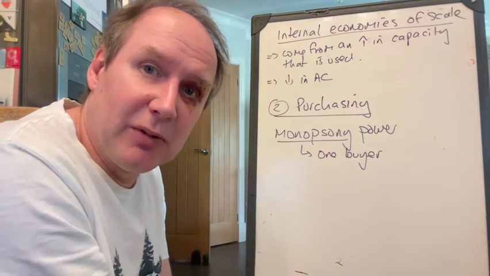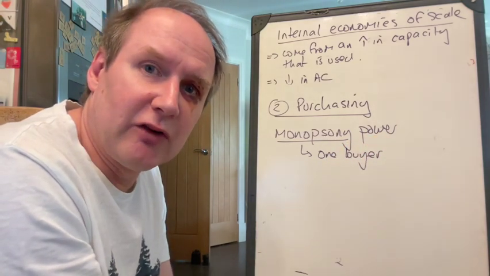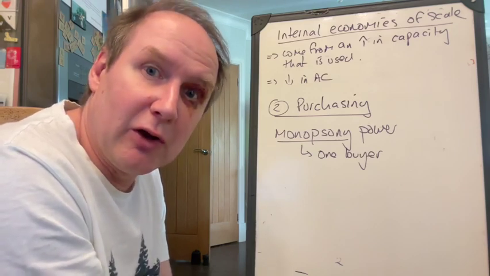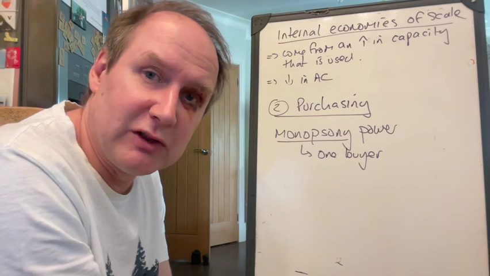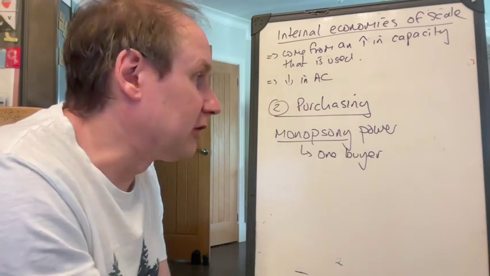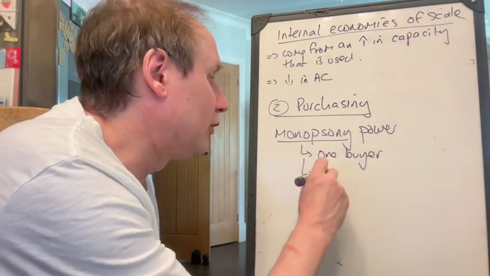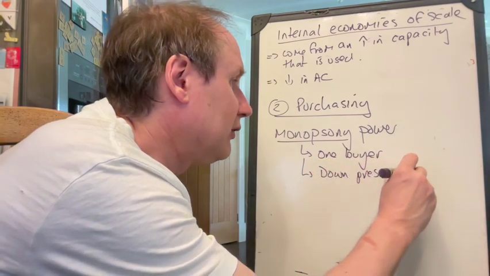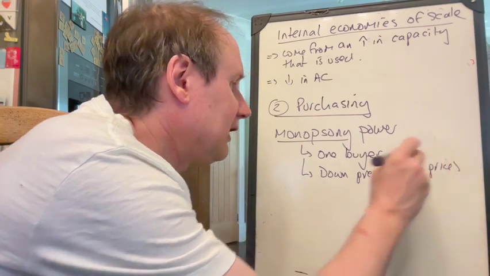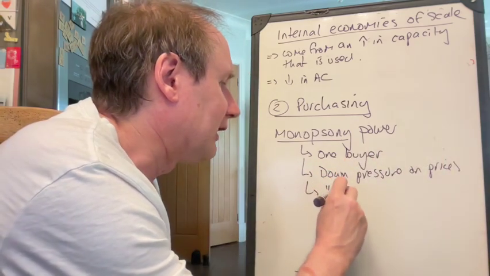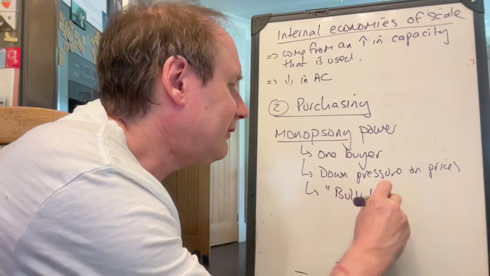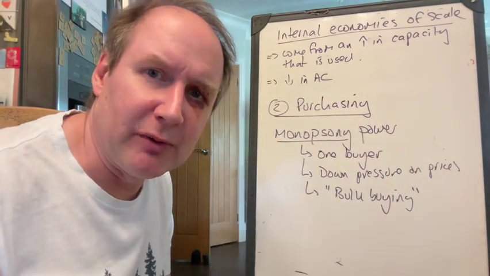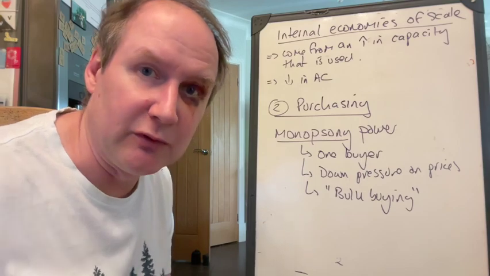So a big supermarket like Sainsbury's has a lot of power over its suppliers. Compared with a little farmer, Sainsbury's is huge. And therefore what they can do is they can put downward pressure on prices. They have more power in the negotiating process. It's the idea of bulk buying. But I think thinking about it as a kind of power relationship is more useful.